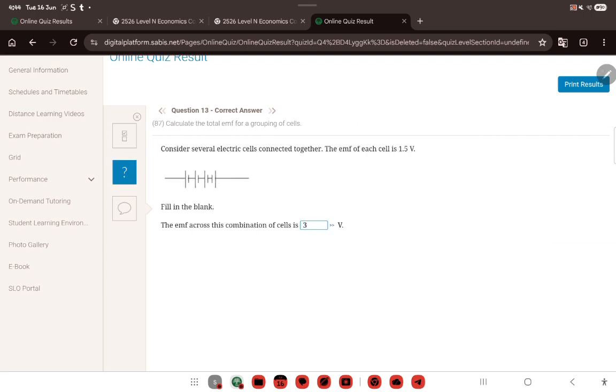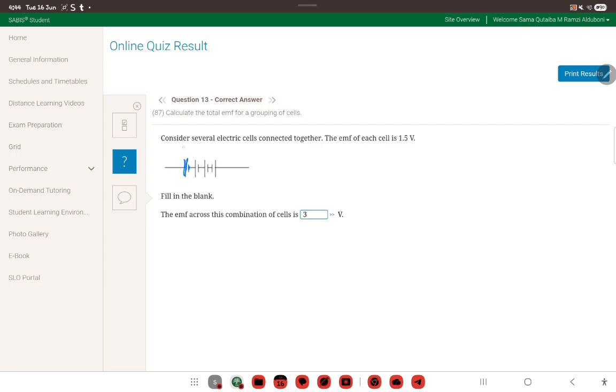Question 13. Consider several electric cells connected together. The electromotive force of each cell is 1.5. The electromotive force across this combination of cells is 3 volts. So this is 1.5. This one is also 1.5. This one is also 1.5. But see, this one is in opposition to the last 3, because the negative is with the negative. It has to be positive, negative, positive, negative. But here it's positive, negative, negative, positive. So this is negative 1.5. So 1.5 plus 1.5 plus 1.5 minus 1.5 is equal to 3 volts.